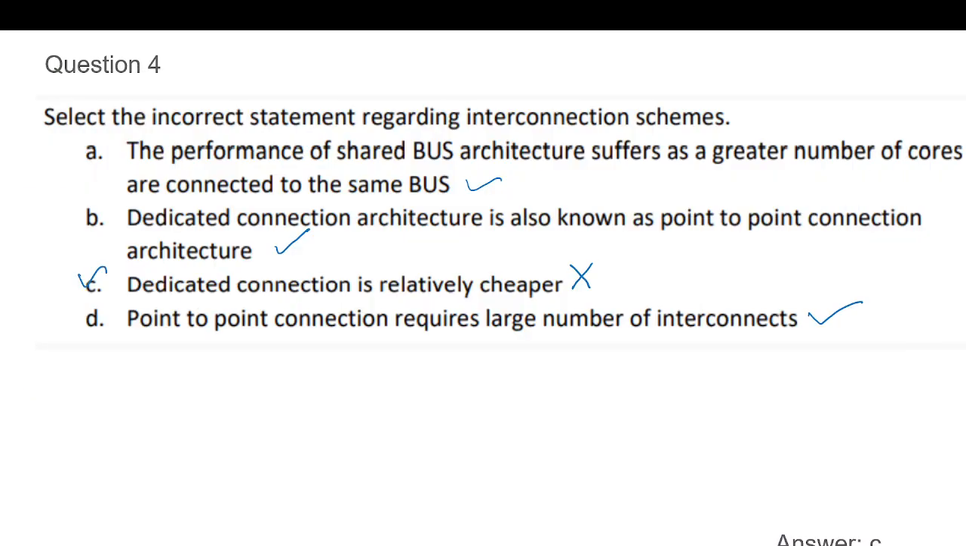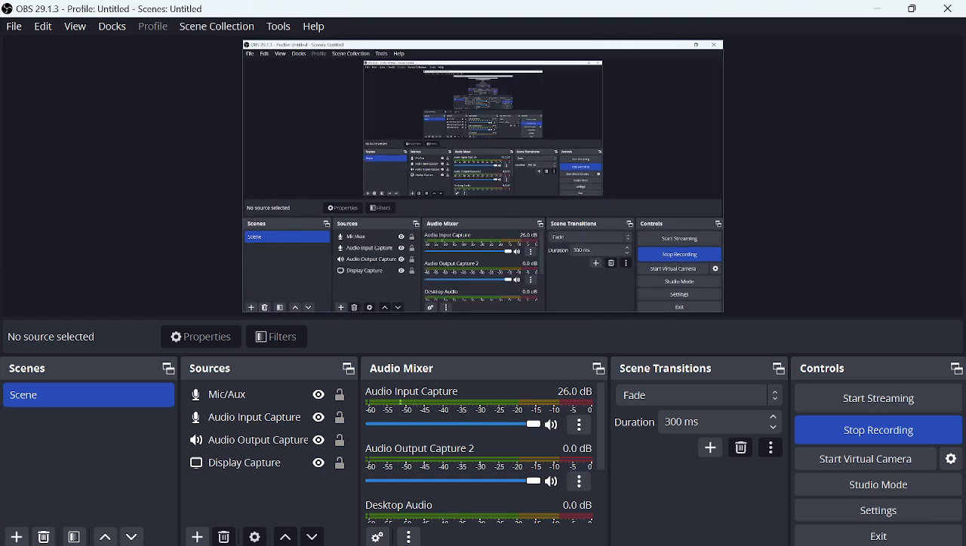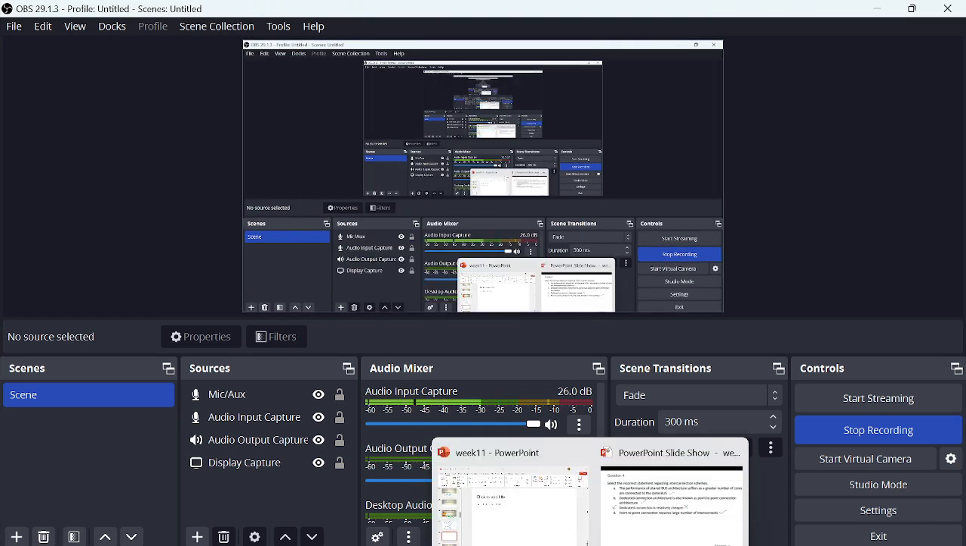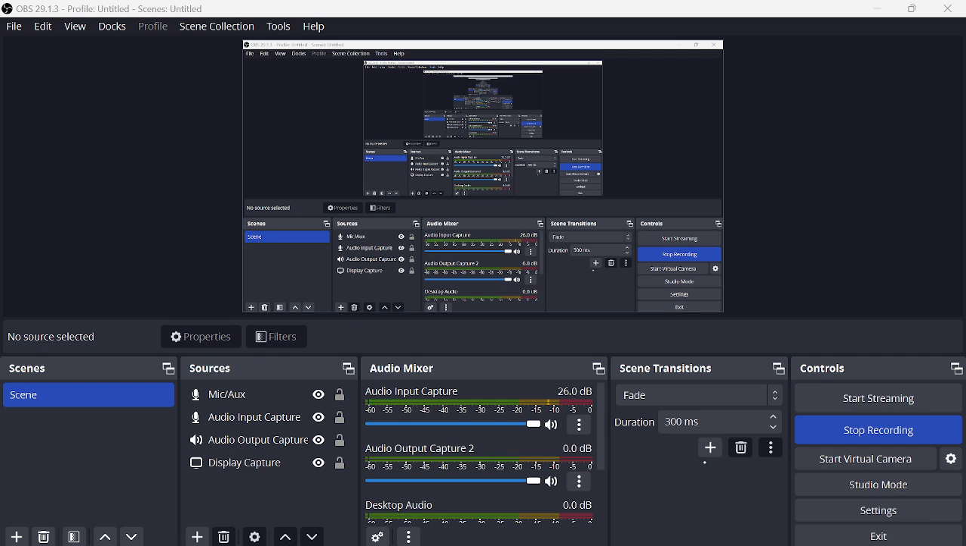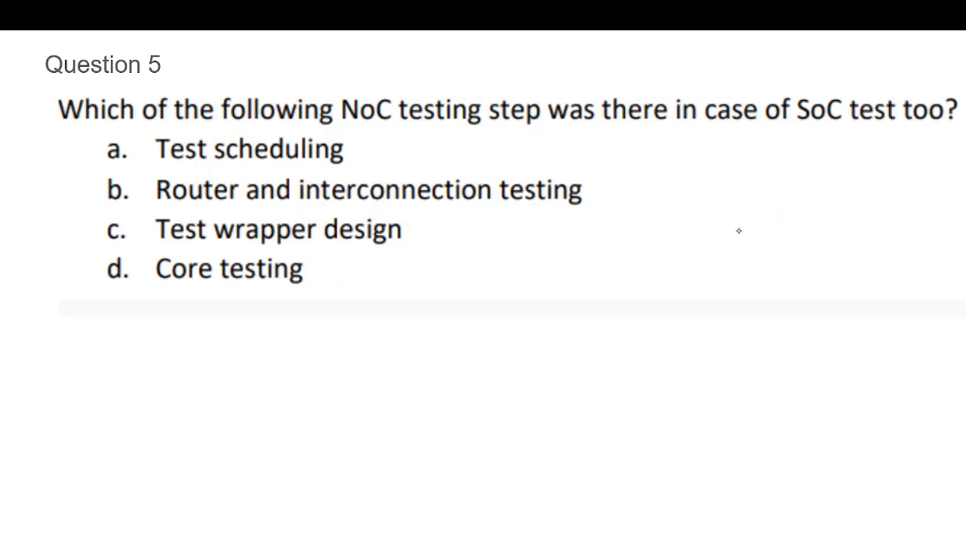So, the next question we will see. Question 5. Which of the following NOC testing steps was there in the case of SOC testing? Between these two, we have to select whether it is router or interconnect testing or core testing. So for SOC, we did the core testing, and for the NOC, we need router and interconnect testing. So option D.